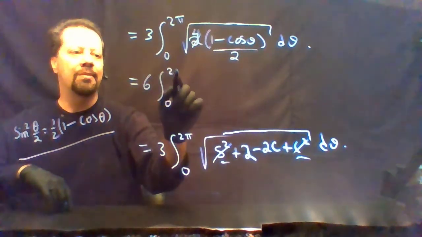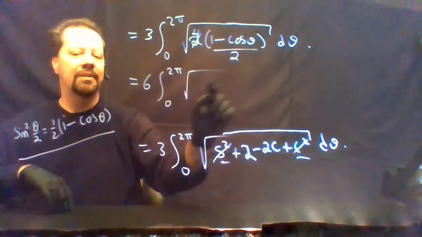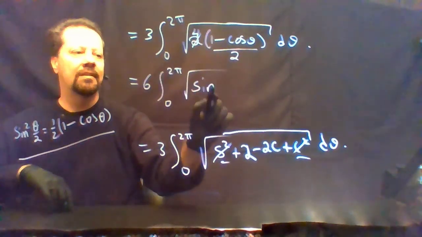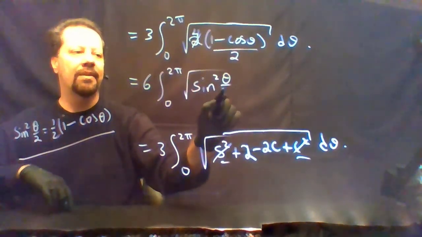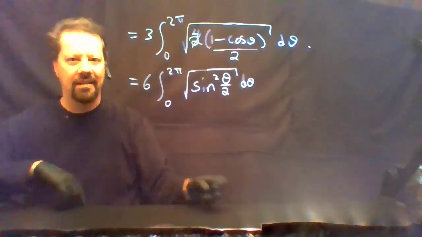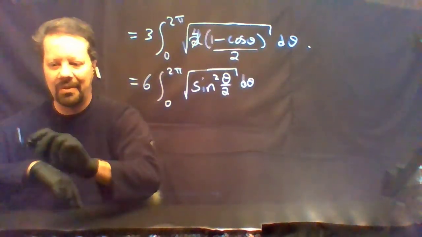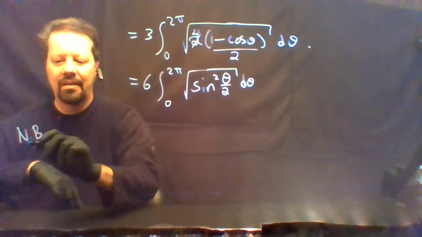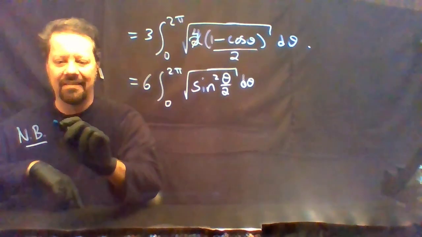The integral from 0 to 2 pi, the square root of sine squared theta over 2. Now, nota bene.